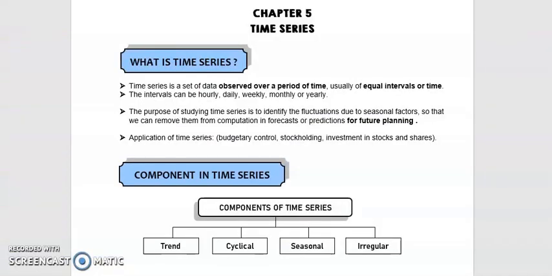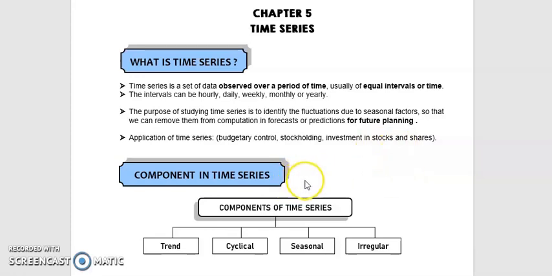Now let's look at why we need to study time series data. The purpose of studying time series is to identify the fluctuations due to seasonal factors so that we can remove them from computation in forecast or prediction for future planning. So the purpose in time series is that we want to do forecast or prediction, which can be used for future planning. Examples of application: normally we apply it in budgetary control or stock holding, investment in stock and shares.